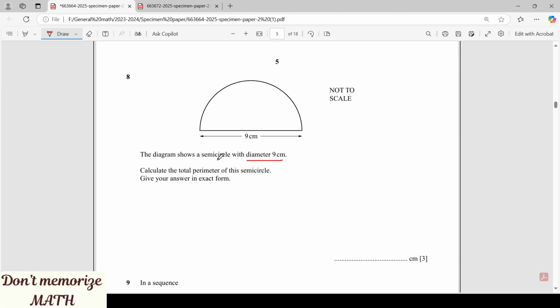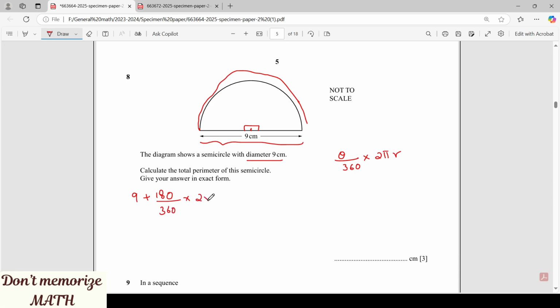So perimeter means what? Perimeter means add all the boundary sides. So we need to add 9 plus the arc length of this sector. How to find the arc length of the sector? Theta over 360 times 2 pi r. I will write the formula here, in the beginning they have already given the formula. So what is theta? The angle of a semicircle is 180 degrees. So you can write 180 over 360 times 2 pi r.